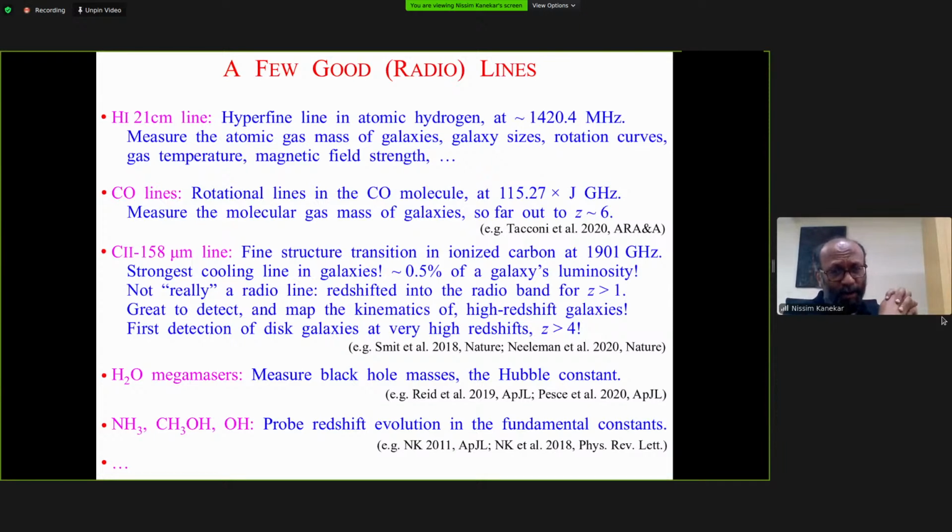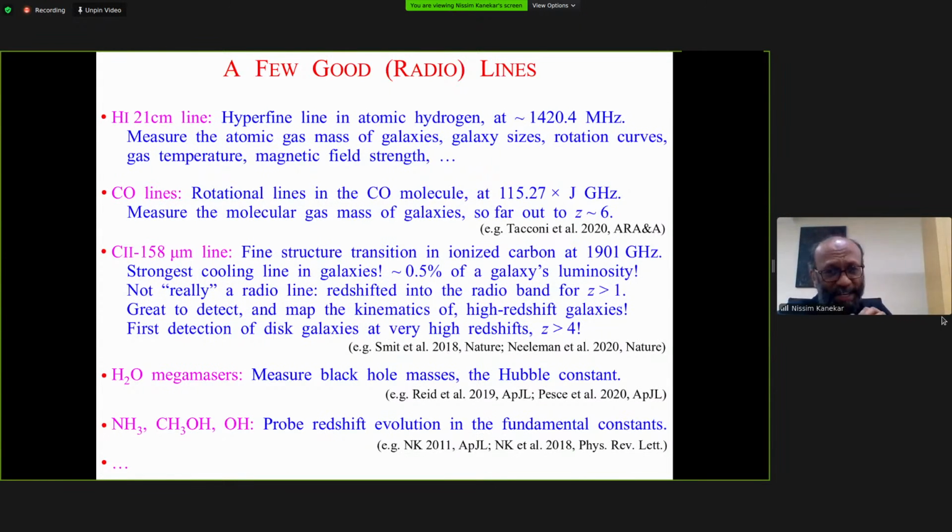The C plus 158 micron line is a superb line. It's a fine structure transition of ionized carbon, at 1.9 terahertz. And this line is special because it's the strongest cooling line in galaxies. It's the line that carries energy away from galaxies. It causes gas to cool. And in the Milky Way, just this very narrow line contains 0.5% of the entire galaxy's luminosity. So if you integrate the galaxy's luminosity from the gamma rays all the way to the radio, do the full integral, this one really narrow line contains 0.5% of the full luminosity. And that should tell you how strong the line is.